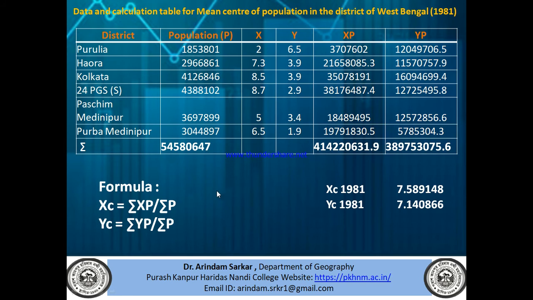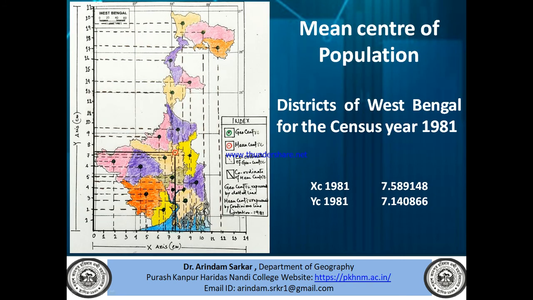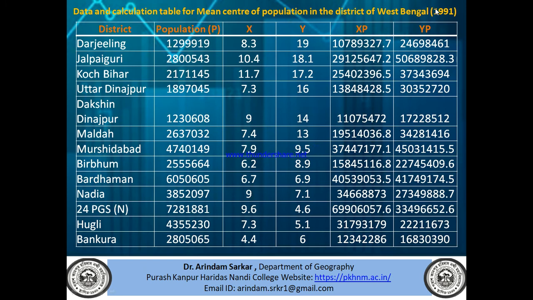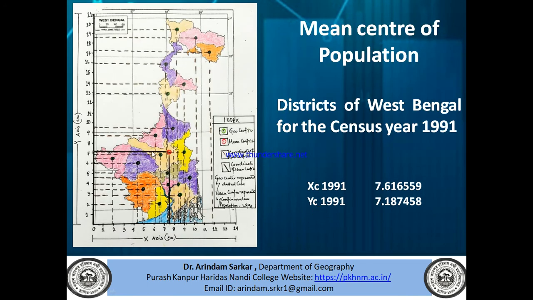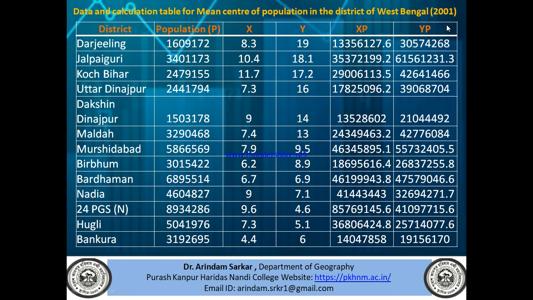Now I will go for the location plotting. I have selected 4 years, and I have already done 1981. That is the location for 1981, the mean center and the geocenter, and the value of the mean center for the districts of West Bengal for the census year 1981. Now I will go for 1991. That is the 1991 mean center point. That is the location of the mean center in the year 1991. Now I will go for 2001.